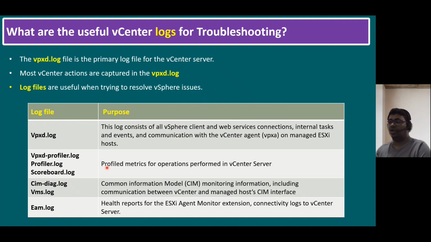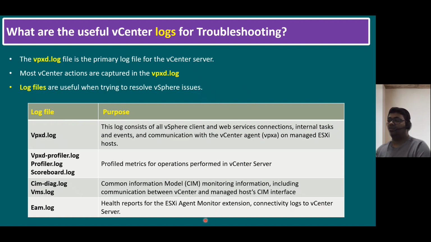This log's importance is profiled metrics for operations performed in vCenter Server. And CIM, Common Information Model, diag log and vmware.log. This log's importance is monitoring information, including communication between vCenter and the management host CIM interface. This is also important. And EAM log. Sometimes if you have any communication issues between the ESXi host and vCenter, in that scenario we can refer to the eam.log. This log will show us health reports for the ESXi Agent Manager extension and connectivity logs to the vCenter server.